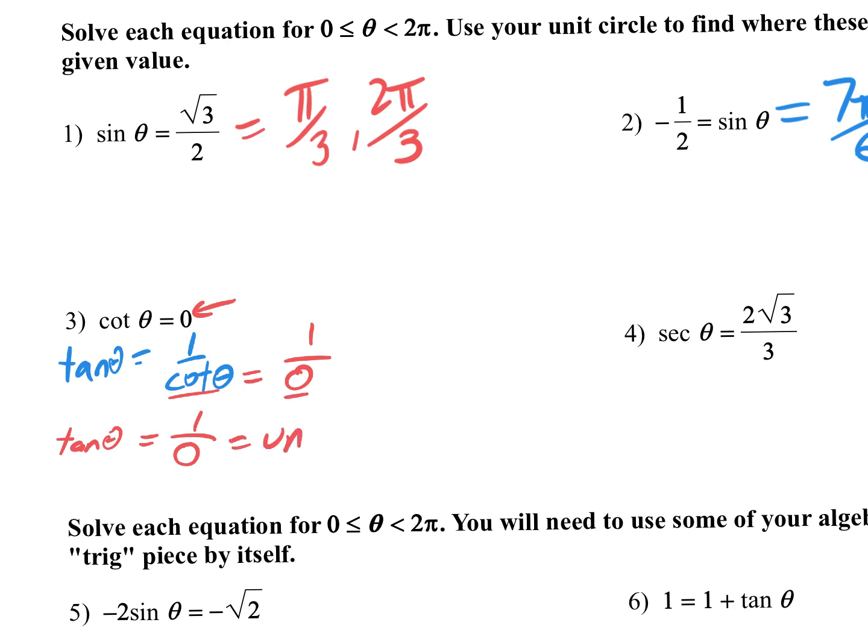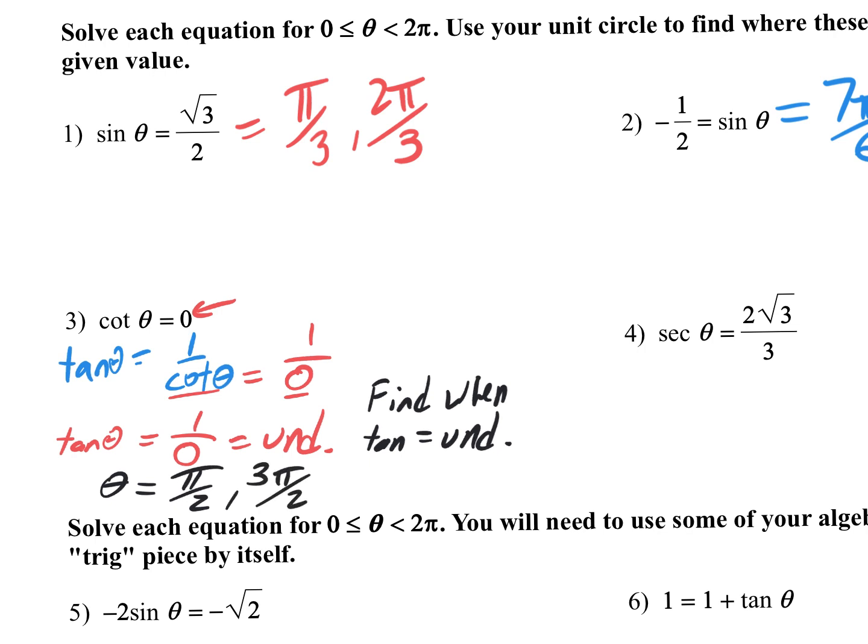And this is undefined. So now, again, I'm going back to my circle, and I'm going to find when tangent is undefined. And there should be two spots where this is. So take a second and use your circle to find this. Okay. So the two angles you should find for theta will be pi over 2 and 3 pi over 2. So if you go back to the circle, you can check your work and you can see, hey, yes, that at these two angles, tangent is equal to undefined.